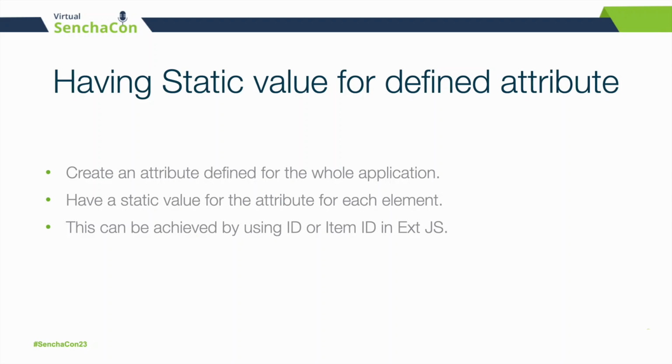Firstly, let's see how having a defined attribute for automation will be helpful. We can request a defined automation attribute with a static value, and this can be achieved by using id or itemId in the Ext.js configuration file. These static values can be concatenated with any other value, but still it will be identifiable using the locator strategy.